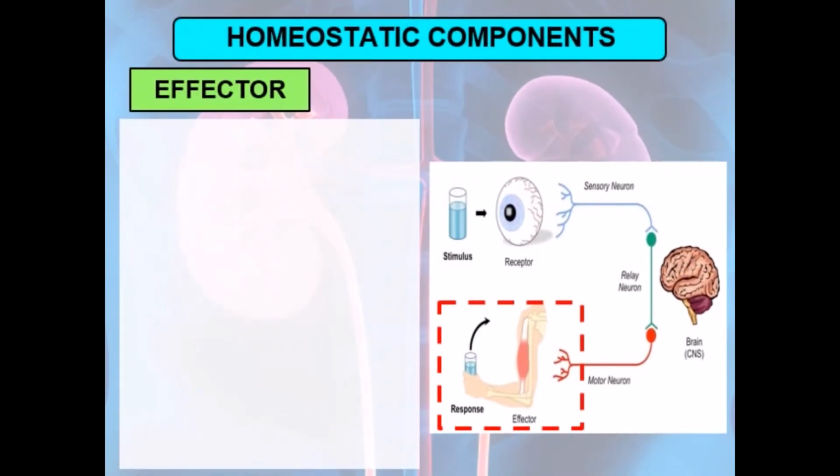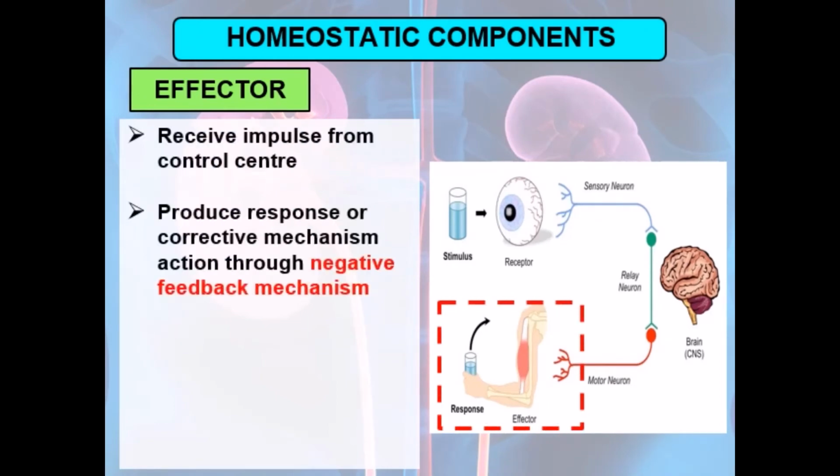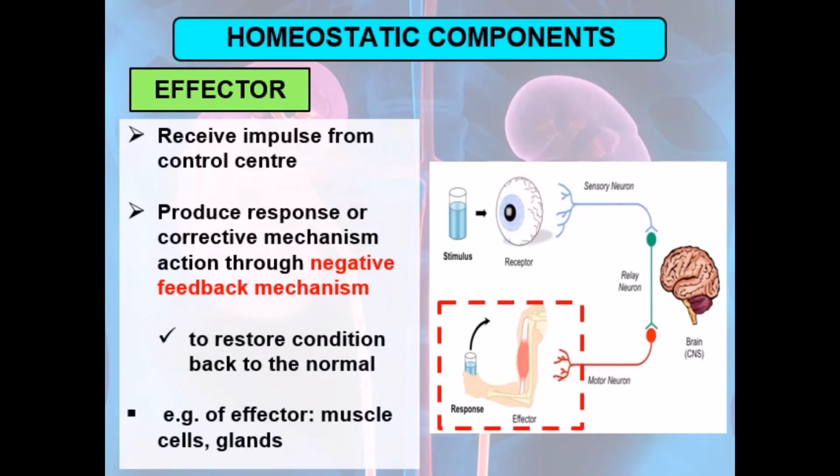The third component is effector. Effector will receive impulse from control center and produce response or corrective mechanism action through negative feedback mechanism to restore condition back to the normal. An example of effector is muscle cells or glands.